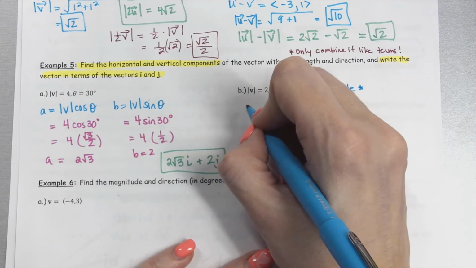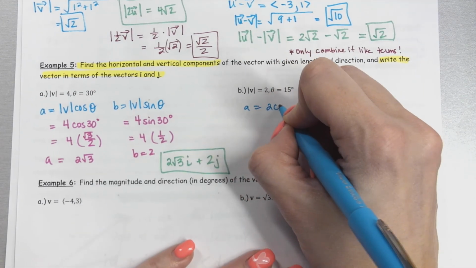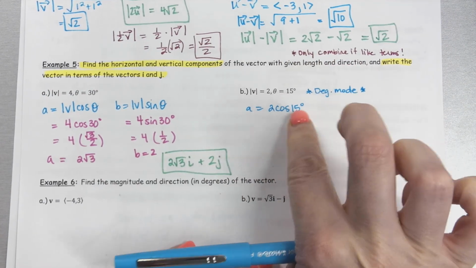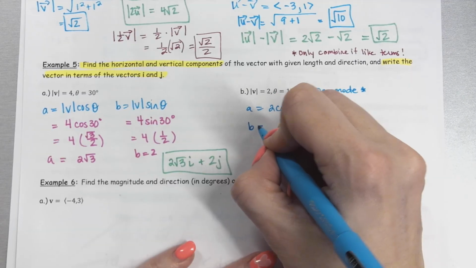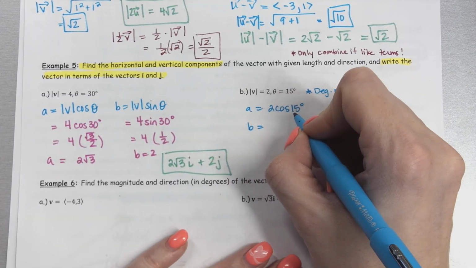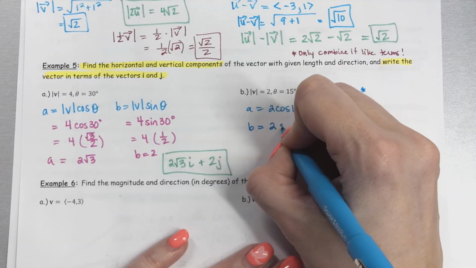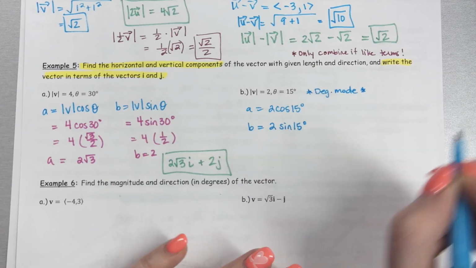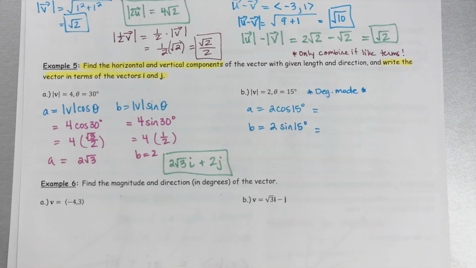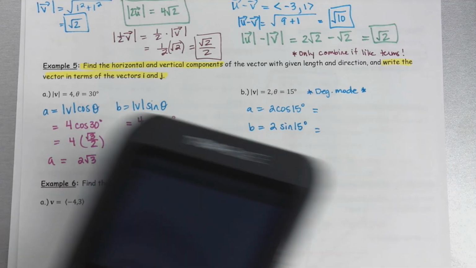Okay, so for A, you have 2 times the cosine of 15 degrees. That's not an exact value on the unit circle. Okay, and you're just going to round to the nearest hundredth.